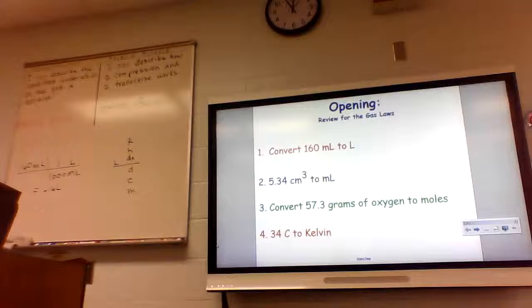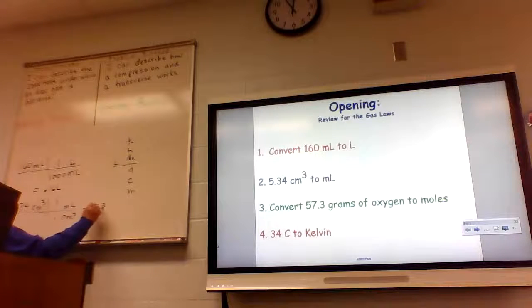Number 2, what are we supposed to remember about centimeters cubed and milliliters? The same thing. They're the exact same thing. If you want to put it in a chart, you can. For those of you who wanted to put it in a chart, it would have looked like this. 1, 1. It's not necessary. They are the exact same thing. So you would have 5.34 milliliters.